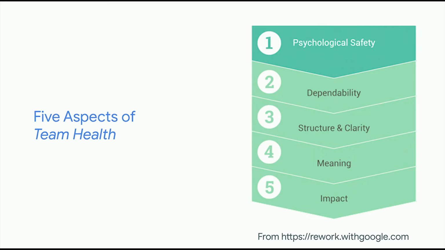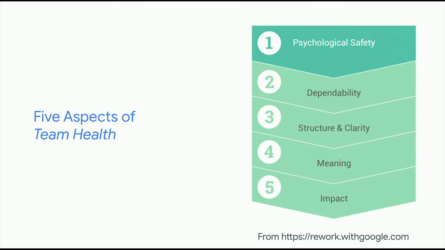And since two of those may be a little bit new, I'll give an example for both of them. So there are many aspects to team health, of course, but prior research here at Google has actually identified 5 dimensions that are key to healthy operating teams, and they're shown here. And if you want to look these up, the URL is rework.withgoogle.com.